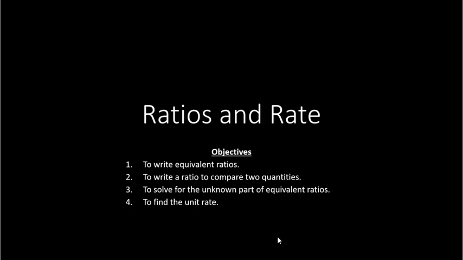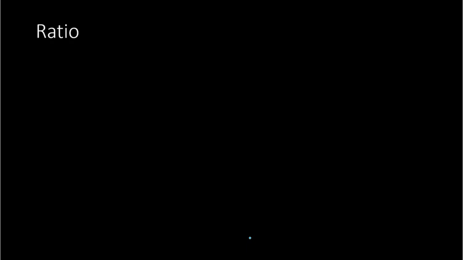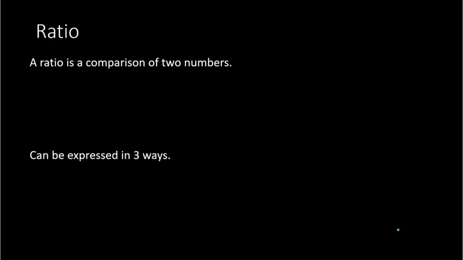In this video, you will learn to write equivalent ratios, to write a ratio to compare two quantities, to solve for the unknown part of equivalent ratios, and to find the unit rate. So to begin, we first must understand what a ratio is. A ratio, by definition, is a comparison of two numbers, and a ratio can be expressed in three different ways.